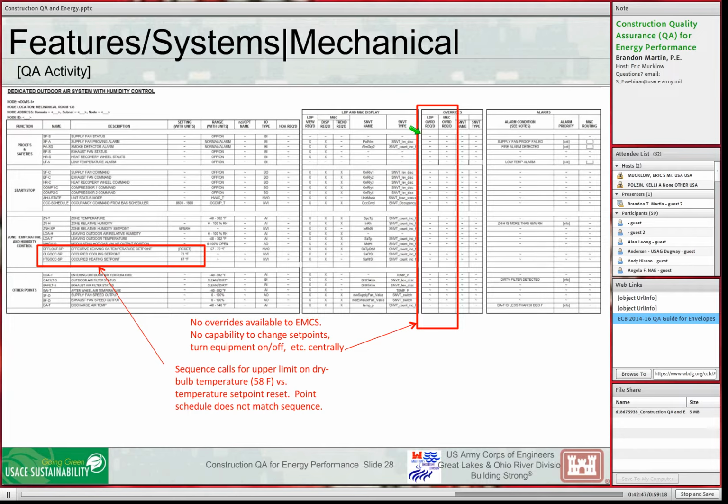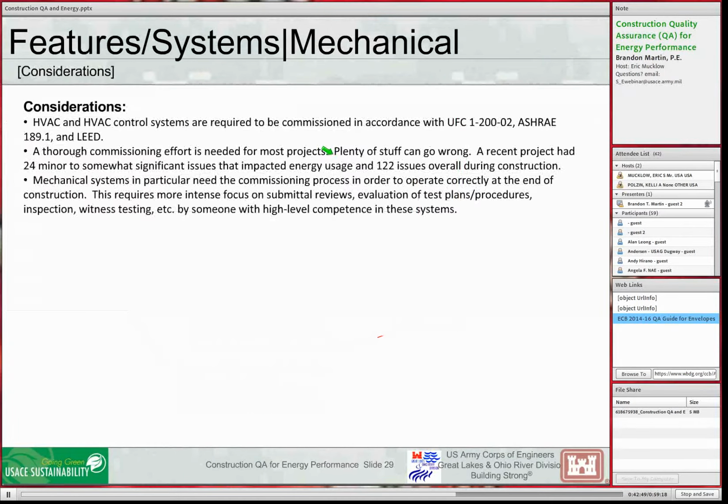Just one example of how the controls are important. So some considerations here. Again, HVAC is required to be commissioned. Plenty of stuff can go wrong. That's why we've been doing commissioning on HVAC systems for 20 years now, maybe more.